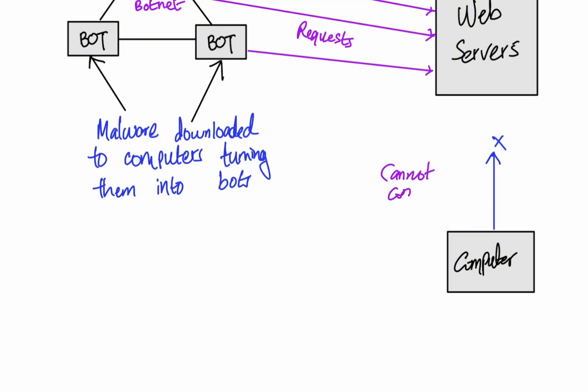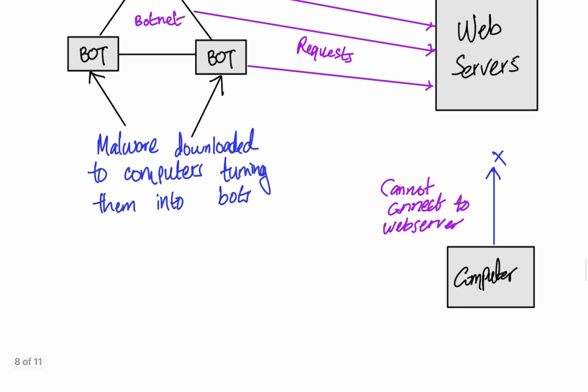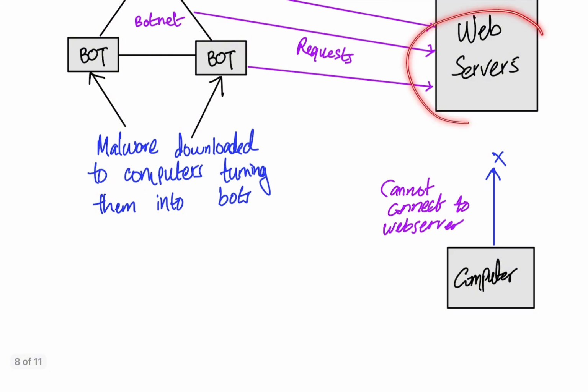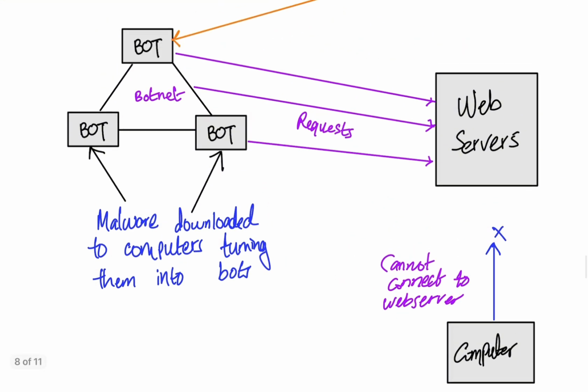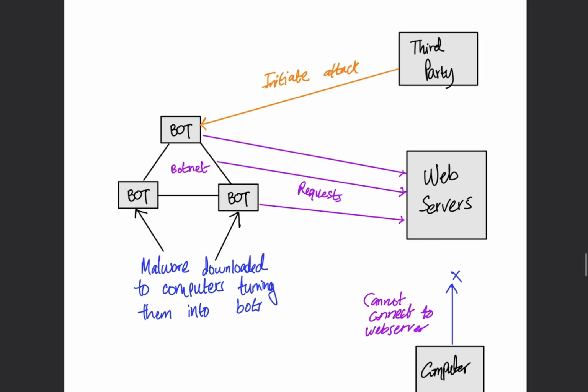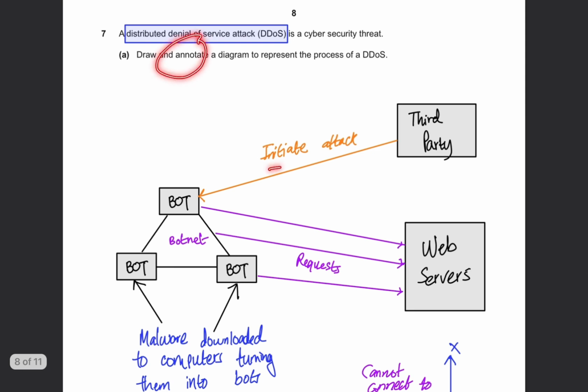It cannot connect to the web server. The web server will fail if it gets too many requests, so because of that, it cannot connect to the web server. This is how the diagram should be drawn, and you have to annotate it, which means these lines you have to explain what they mean.